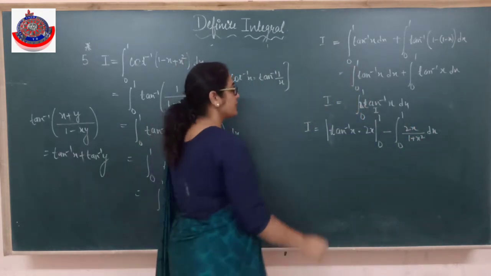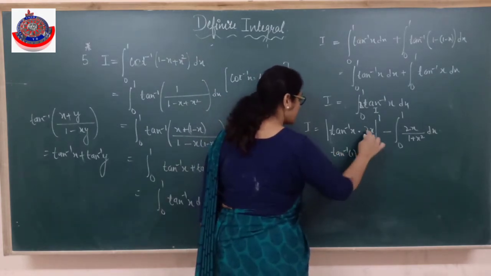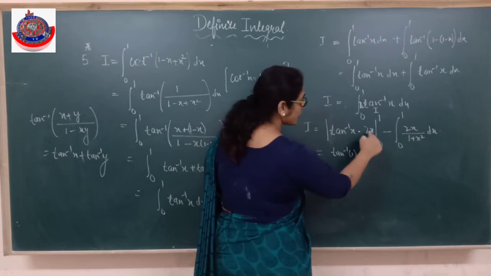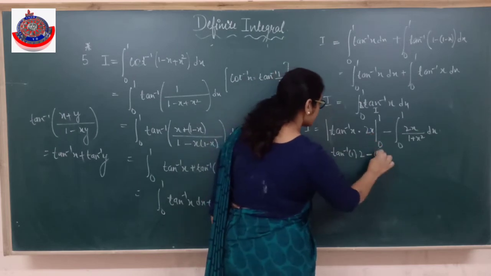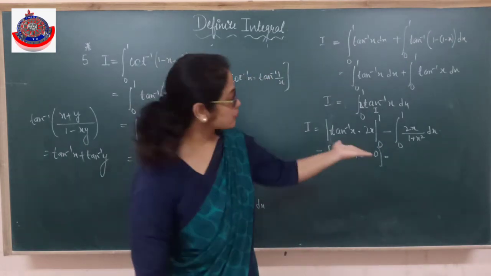Alright, put the limit here. Upper limit, tan inverse 1, 2, minus 0. When you put 2 into 0, 0, 0 into something would be 0. Here, substitution will work.